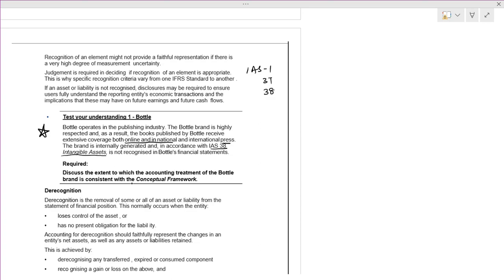Discuss the extent to which the accounting treatment is consistent with the conceptual framework. It's an intangible asset, is it right? Just read it once, within a very quick time, on your own. I will give you one minute. Just go through it. Okay.